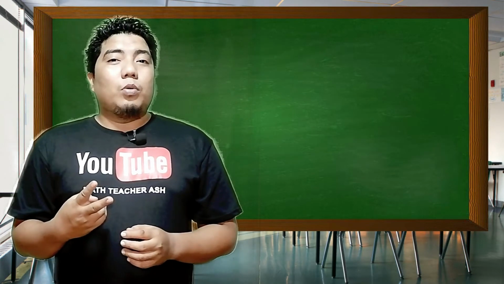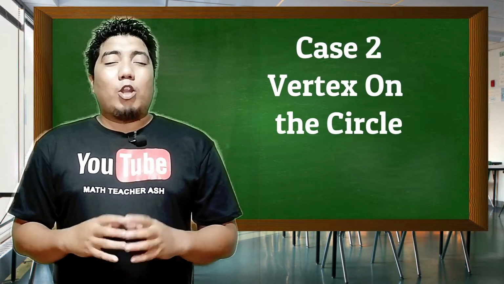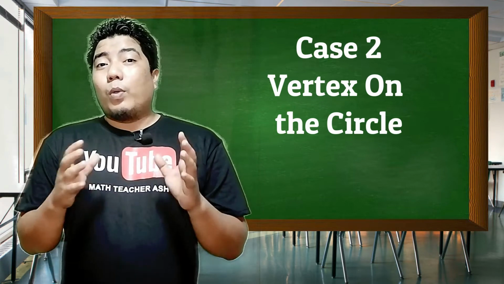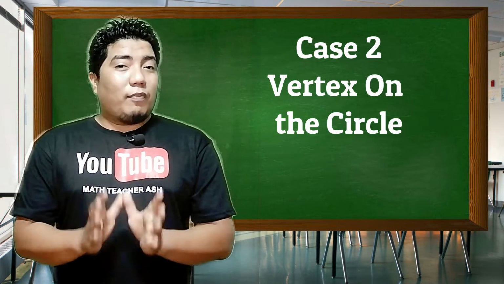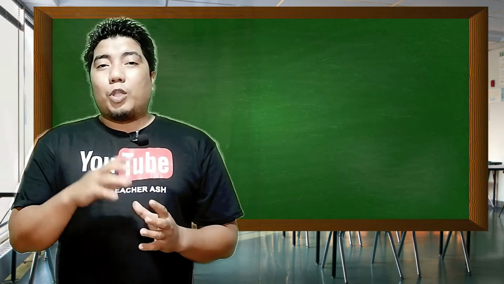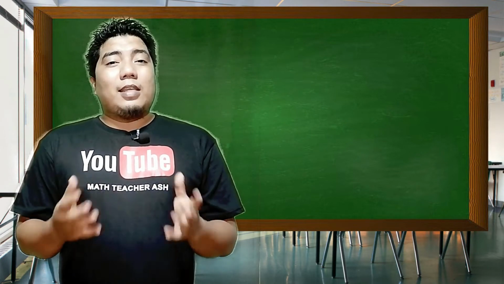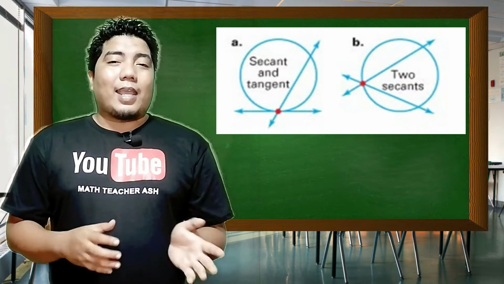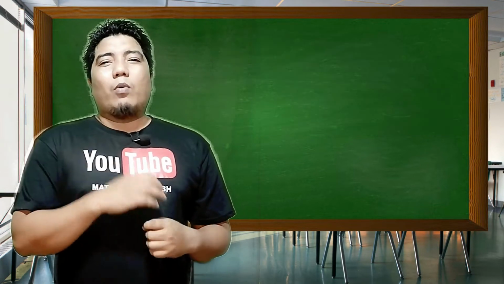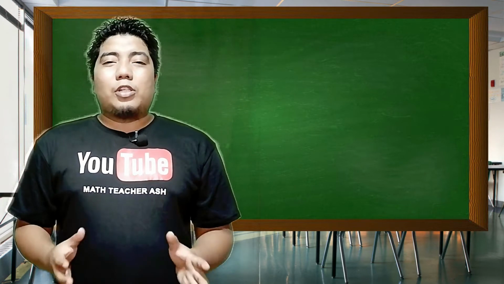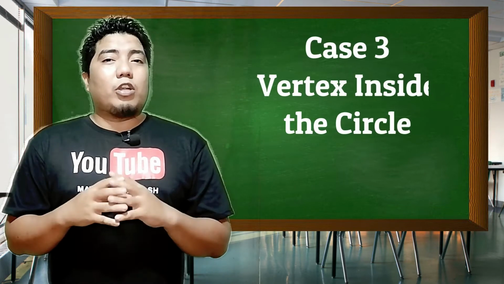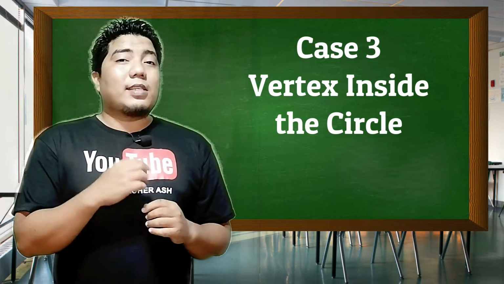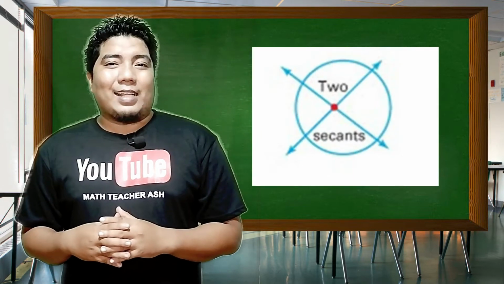In case number 2, the intersection will happen on the circle, meaning that the lines or the line segments will intersect or the vertex will form on the circle, which is part of the circumference. In this matter, you could have a secant and a tangent or a secant and a secant. Now, for case number 3, the intersection will happen in the interior of the circle, meaning inside of the circle. In this case, you will have 2 secants.